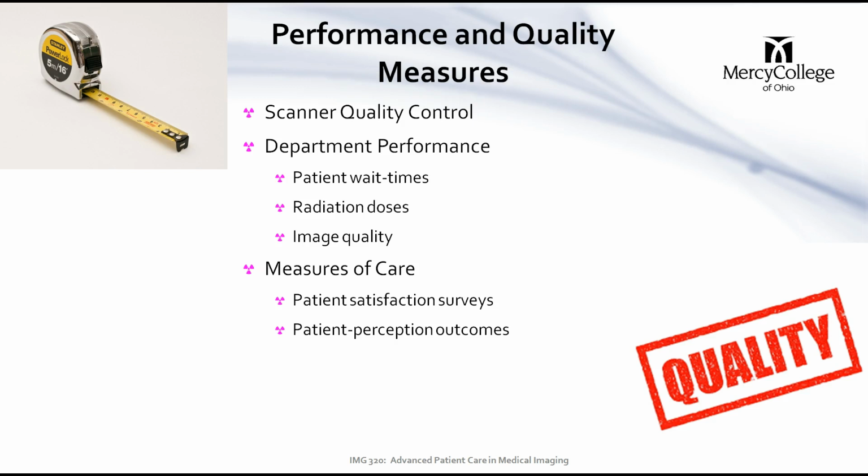In our department, we do technologist review, where we will process studies that we've done a month or two ago with other technologists and see if we can produce the exact same image. We want to make sure our quality is great. And then measures of care, patient satisfaction surveys, patient perception outcomes. In our department, we do patient surveys every 6 months. And also we do referring physician surveys as well. So we'll talk about different ways that we can measure our quality to make sure that we're doing the best possible job for our patients.